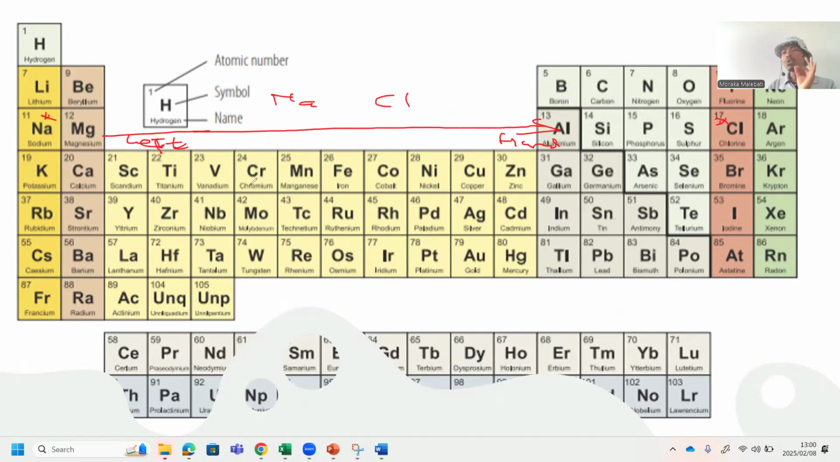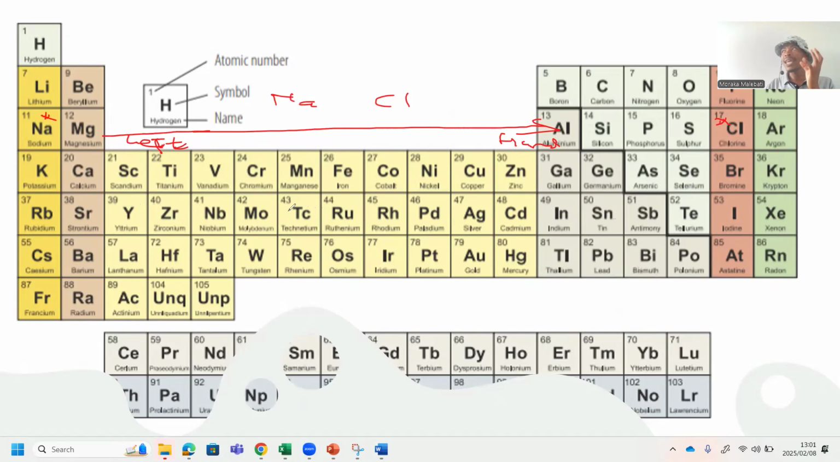So if you were to consider sodium and chlorine in period 3, sodium has a low ionization energy, for example. Why? Because it will lose its outer electron easily, because the positive charges are not strong.